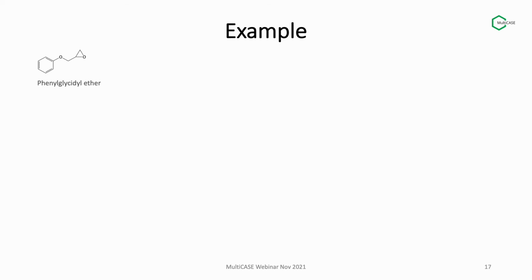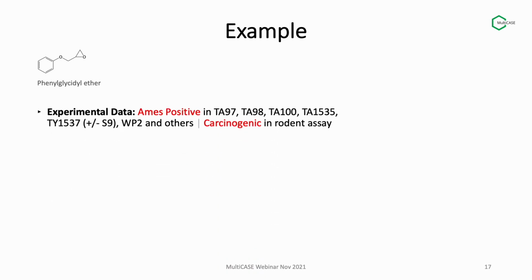Okay, let's take another one. So this is phenyl glycidyl ester, and experimental data, let's look at it. Yes, there is experimental data, and it looks like this experimental data shows very strong mutagenicity, Ames positive from different strains, and it is also carcinogenic in rodent assay. And in order to get that, we have used our databases that I indicated before.